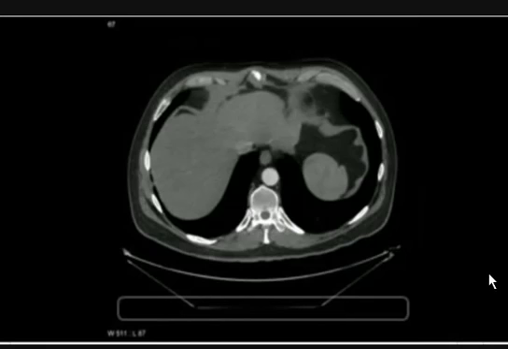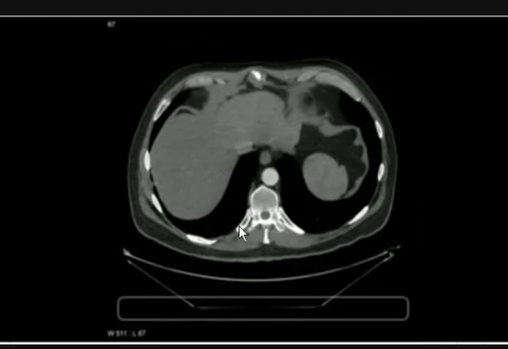So the first slice is at the level of xiphisternum, at the level of diaphragm, and we will be moving up towards the neck. This is the anterior aspect or the front side of the patient. This is the posterior side of the patient. This is the left lateral aspect and the right lateral side.